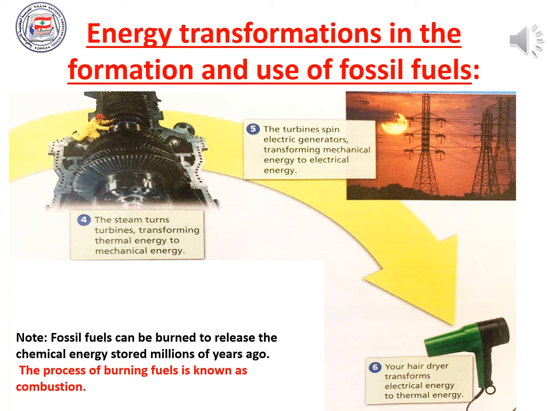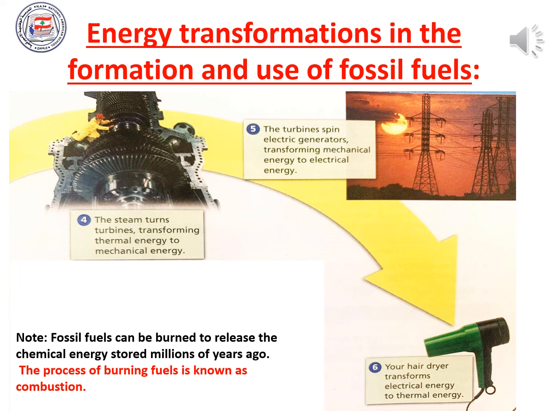So as we already stated in the third step, when coal is burned, chemical energy is transformed into thermal energy. This thermal energy is transformed into mechanical energy when the steam turns turbines, which are like big fans. In the fifth step, these turbines spin electric generators, and thus it transforms this mechanical energy into electrical energy. And in the final step, we use this electrical energy in the devices at our homes or schools or whatever. So here they are giving a specific example, the hair dryer. The hair dryer transforms electrical energy to thermal energy, which is heat.